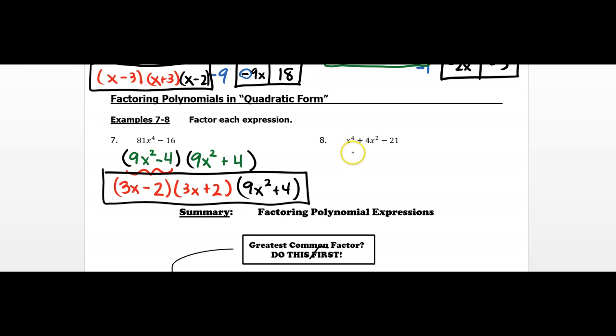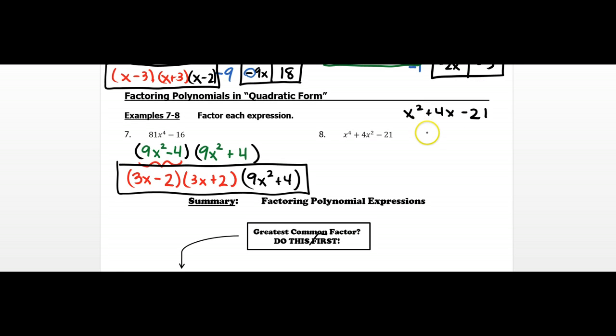Number 8, we have a trinomial here, x to the 4th plus 4x squared minus 21. Well, if I were to make this problem x squared plus 4x minus 21, you'd be able to factor it pretty easily. Factors of negative 21 that combine to get positive 4, you could use a positive 7 and a negative 3. So if this were the problem, it would factor into x plus 7 times x minus 3.